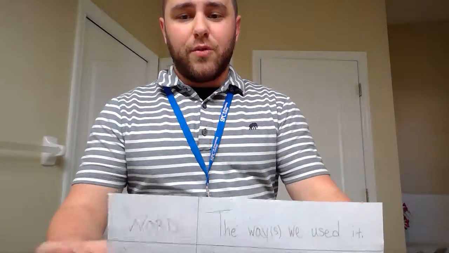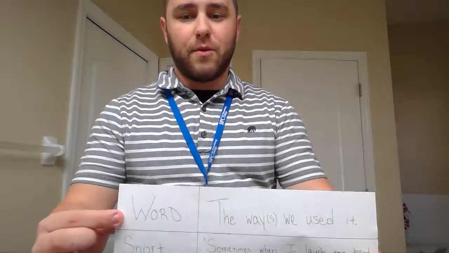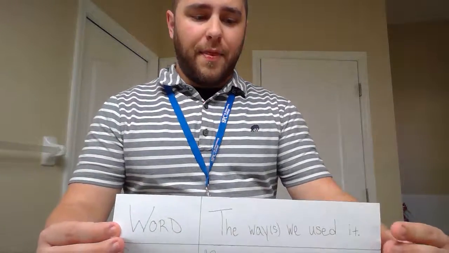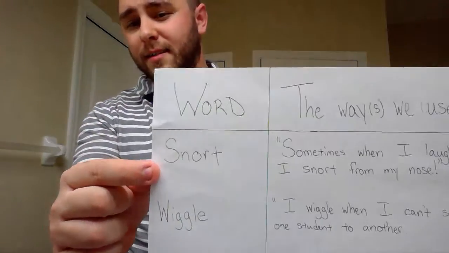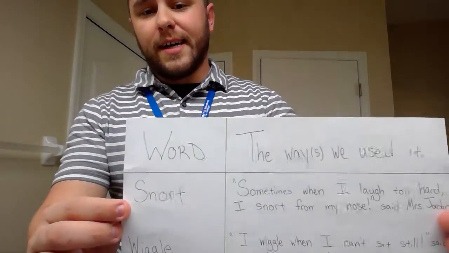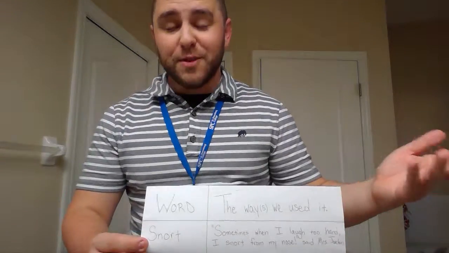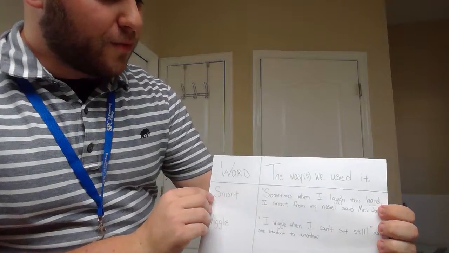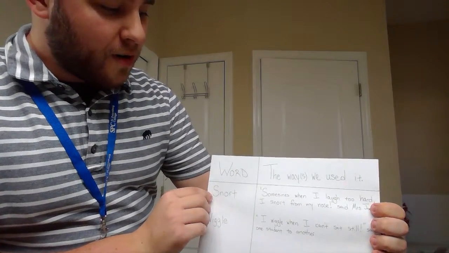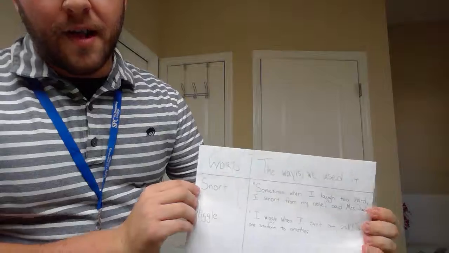But for the sake of time and convenience, I've created one here. So you can also see the T-chart. I think it's figure 7.1 in the textbook. But basically, you have sections for the word that they're struggling with, and then the way that we would use it. So the first word I selected was snort, because Fiona in the book snorts quite a bit. And the example sentence we chose was, "Sometimes when I laugh too hard, I snort from my nose," said Mrs. Jordan.